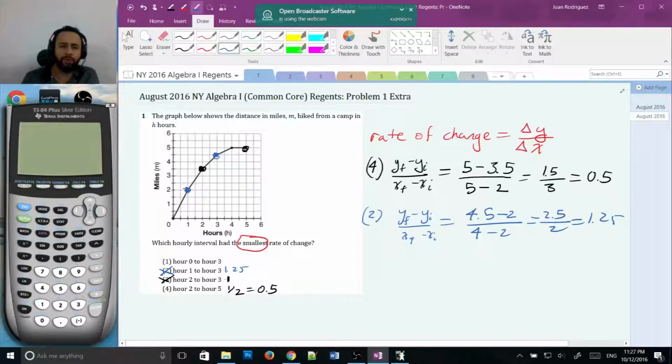And from 0 to 3, that's a big change, 4.5 miles in 3 hours. Again, that's a greater than 1 mile change, so this is greater than 1. So there's no way that it's smaller than 0.5. So in fact, choice 4 is the answer.